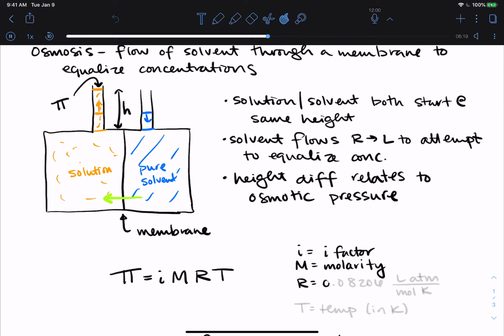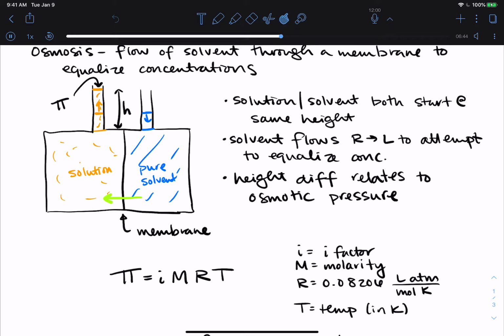R is 0.08206 liter atmospheres per mole Kelvin. Because what's the inverse of molarity and 1 over Kelvin? So we'll be left with atmospheres, which means our temperature needs to be in Kelvin.